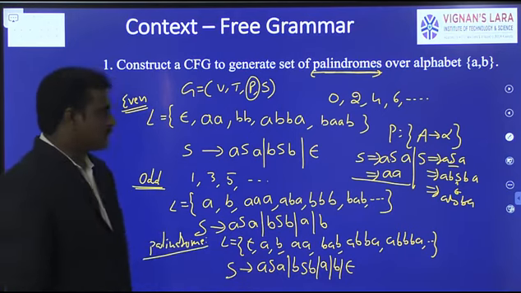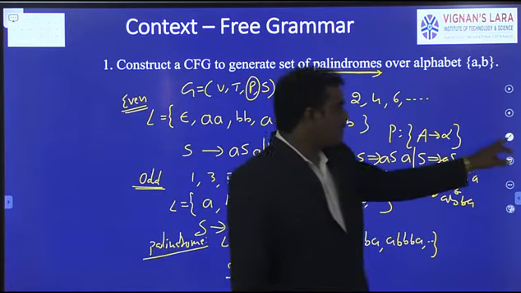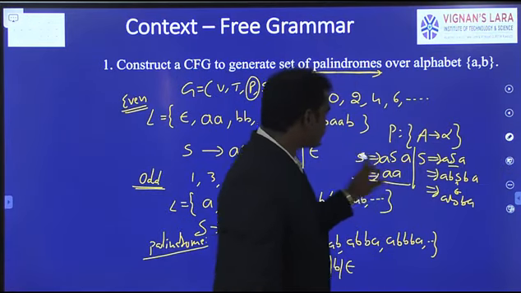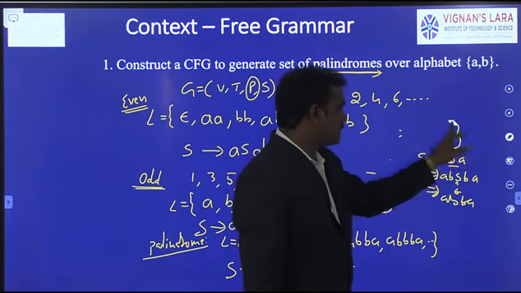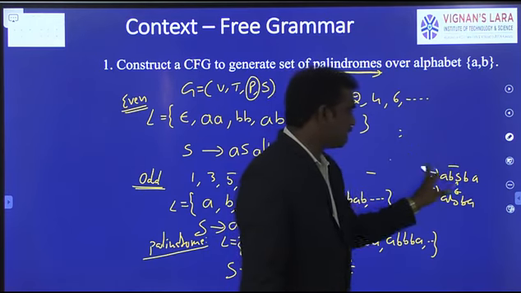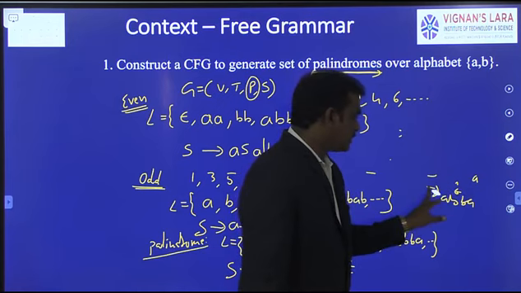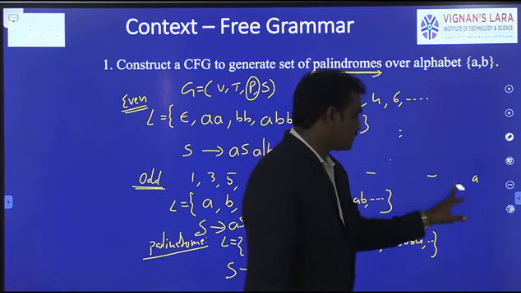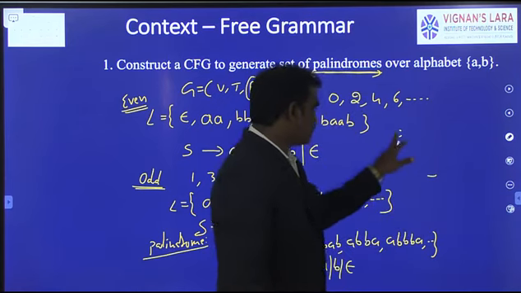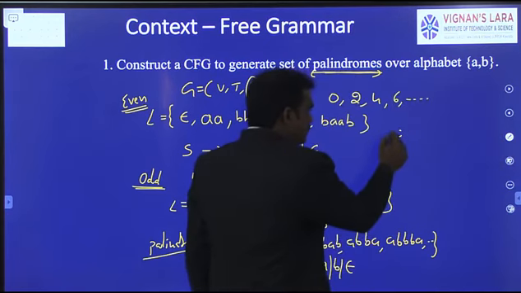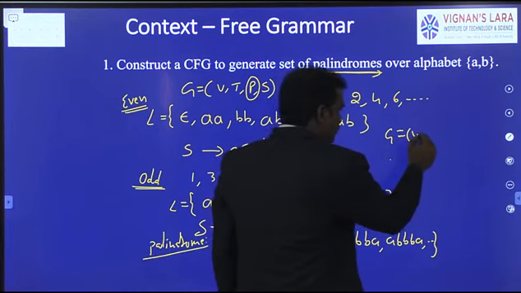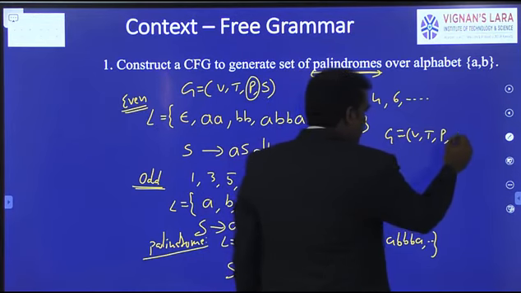Now write the grammar tuples. So what are the grammar tuples? The grammar tuples are total 4. G equal to (V, T, P, S). So write the grammar tuples. G equal to (V, T, P, S).